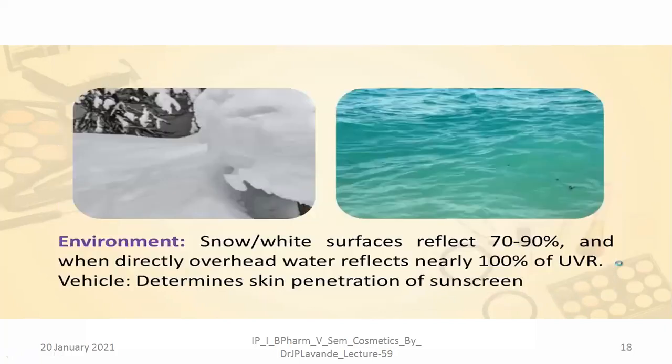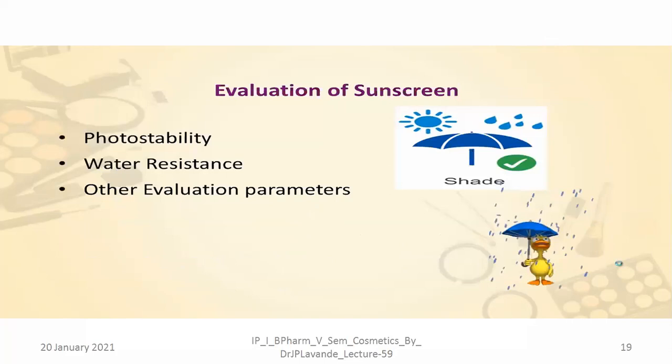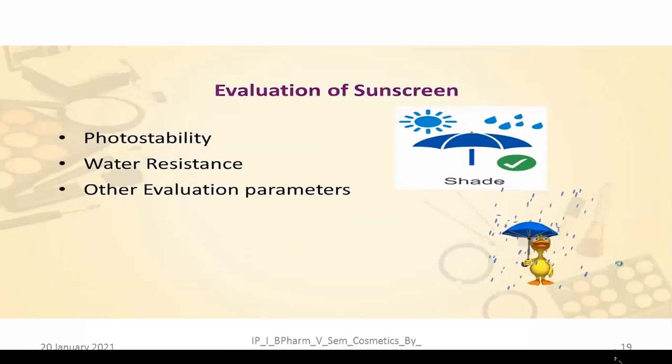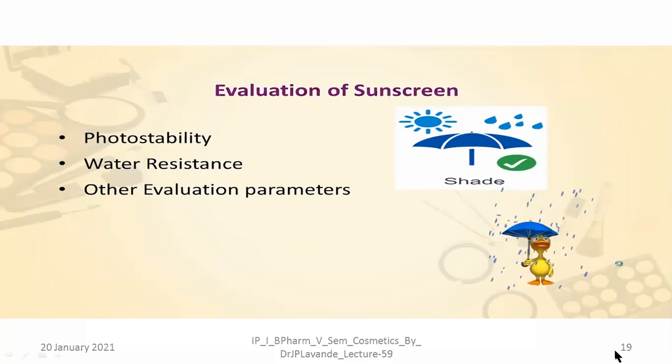If we see the environment, like snow and white surfaces, they will reflect 70 to 90%, and when directly overhead, water will reflect nearly 100% of the UV radiations. The vehicle will determine the skin penetration of the sunscreen preparation. As far as the evaluation of the sunscreen preparations is concerned, there are different tests like photo stability, water resistance, and some other evaluation parameters.